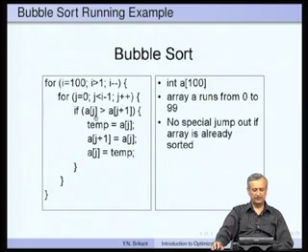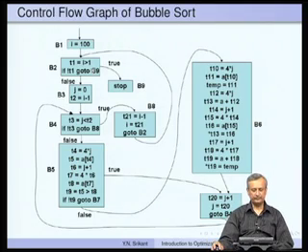Here, if a[j] is greater than a[j+1], then we do a swap operation, otherwise we just increment j and go to the next one. So, at the end of this entire j pass, we would have found the largest element, and then during the next i pass we find the next largest element and so on and so forth. So, that is really bubble sort. Here is the intermediate code and the control flow graph for bubble sort.